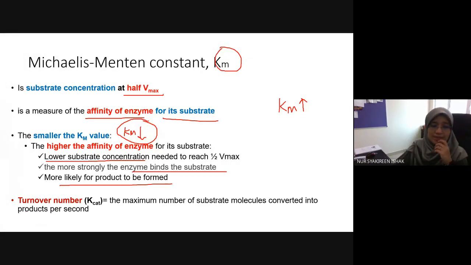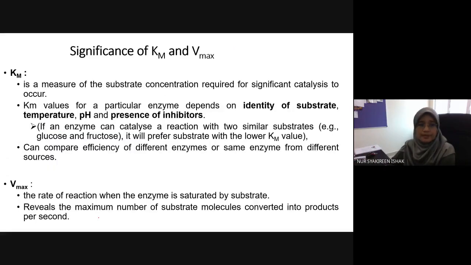Okay, so the next term is turnover number or Kcat, which is the maximum number of substrate molecules converted into product per second. So this is the outcome. You want the turnover number: how much substrate is converted into products. Okay, the maximum number of substrate converted into product. That is Kcat, turnover number.